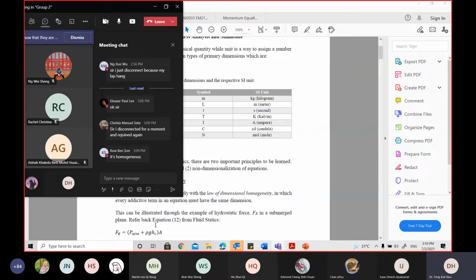Sorry, of course this one will be homogeneous, right? But you need to prove that. That's more important, right? That's more important. Okay.